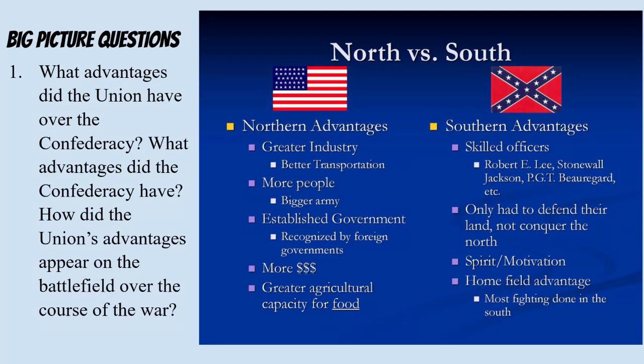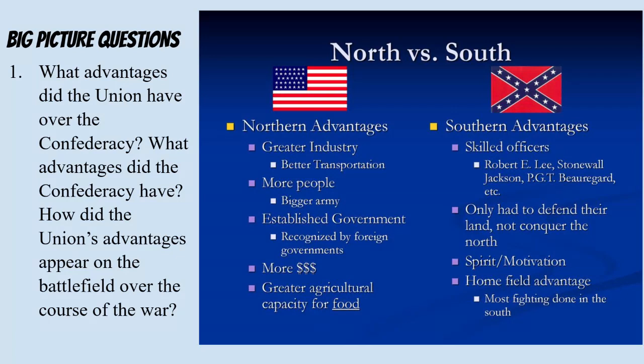You're in complete control. The North has a much bigger army. They've just got more people. There's way, way, way more people. The North has an established government that's recognized by foreign powers. They have laws in place. They don't have to change their government. No one has to get used to anything new, right? That system is in place. They certainly have more money. And they have the capacity for food. The North has a lot of farmland to grow food, to feed its army, to feed its people. So that's what the North has.